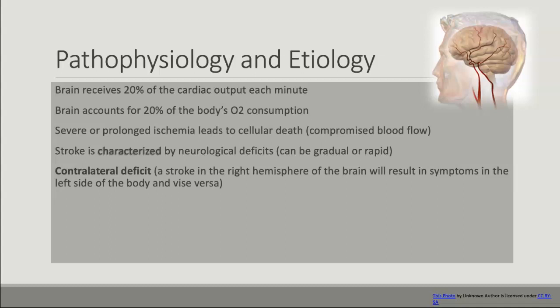Stroke is characterized by neurological deficits that can be gradual or rapid, and we'll talk about the symptoms. And then you may hear a term called contralateral deficit, which basically means that if you think about the way the nerves cross in the body, if a person has a right-sided stroke, they're going to have left-sided motor deficits. And the opposite is true. Left-sided stroke is going to result in right-sided motor deficits.